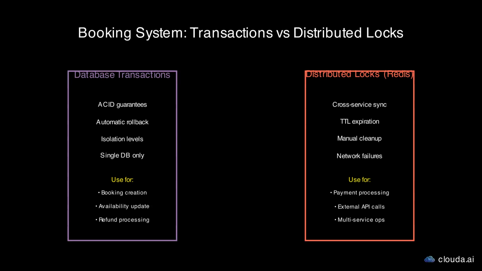Airbnb uses database transactions for core booking operations where ACID guarantees are essential. Distributed locks coordinate payment processing and external API calls that span multiple services. This hybrid approach balances consistency with scalability.